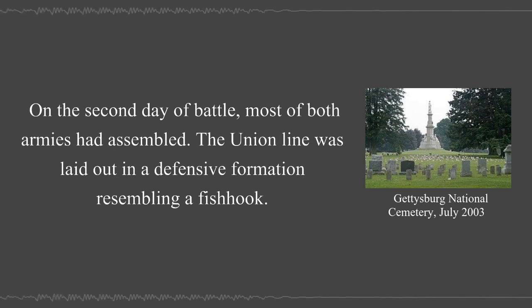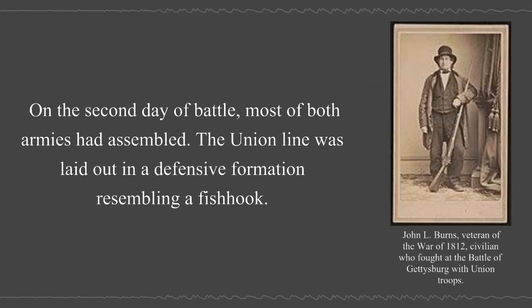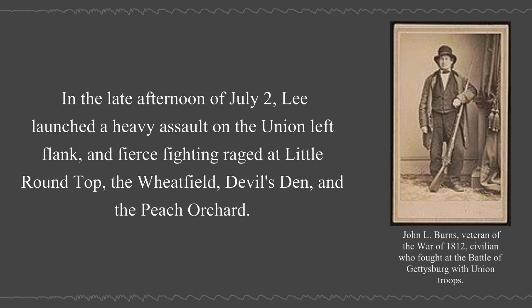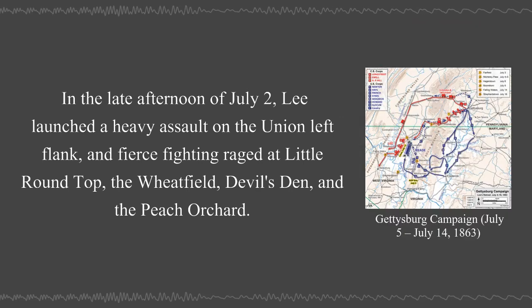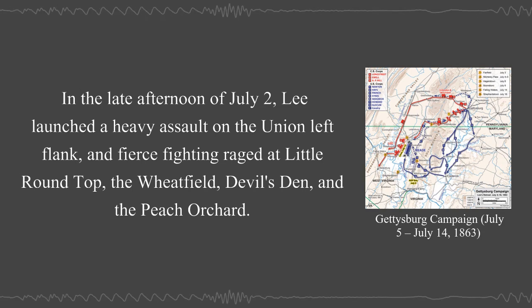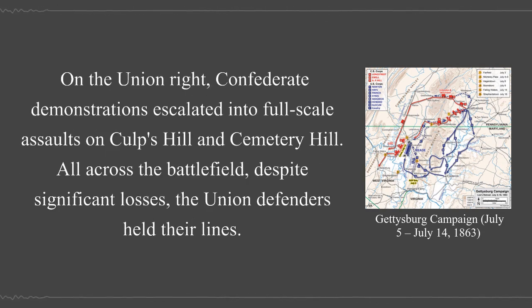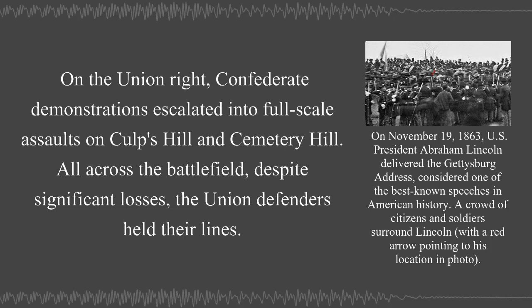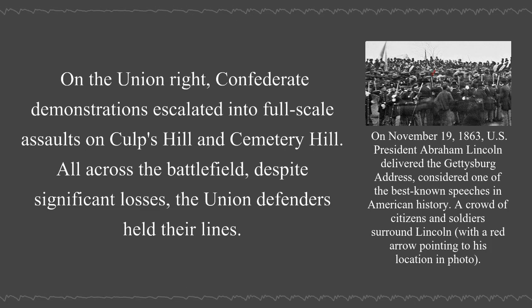On the second day of battle, most of both armies had assembled. The Union line was laid out in a defensive formation resembling a fishhook. In the late afternoon of July 2, Lee launched a heavy assault on the Union left flank, and fierce fighting raged at Little Round Top, the Wheat Field, Devil's Den, and the Peach Orchard. On the Union right, Confederate demonstrations escalated into full-scale assaults on Culp's Hill and Cemetery Hill. All across the battlefield, despite significant losses, the Union defenders held their lines.